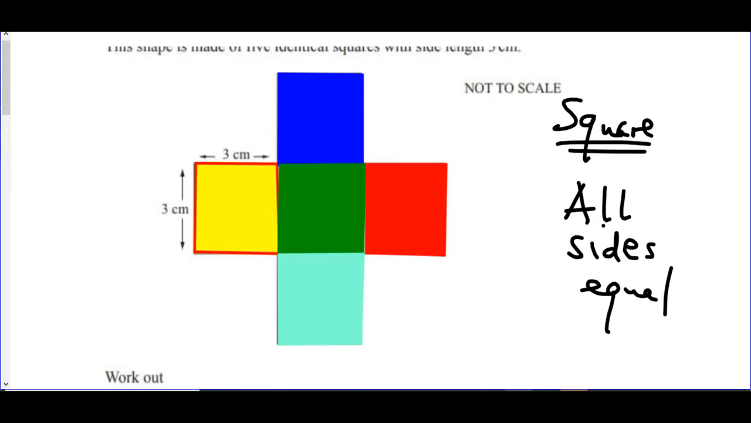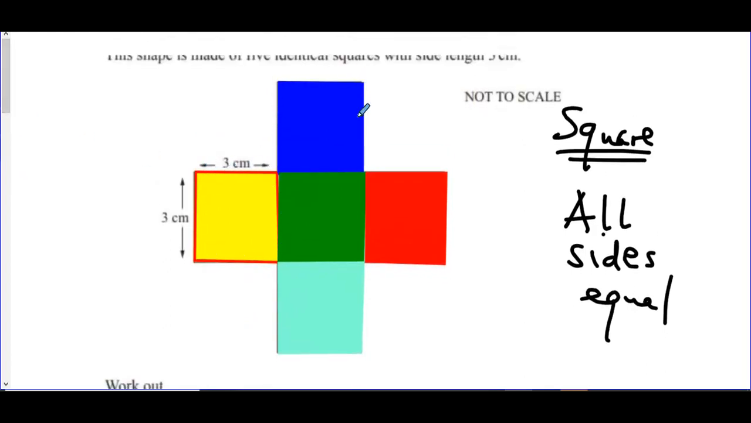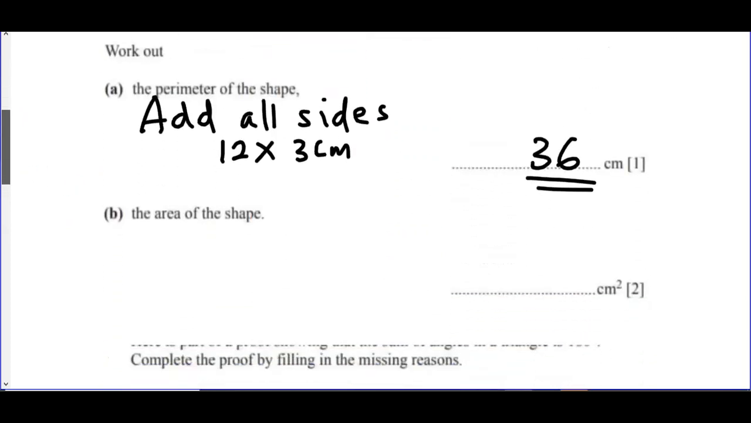To find the area of this compound shape, you need to find the area of each square. There are 1, 2, 3, 4, 5 squares. Once we get the area of each square, we add all those areas. But to cut the long story short, I want to find the area of one square, then multiply by 5 because there are 5 squares, just to save time.